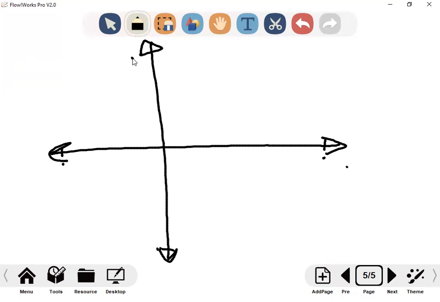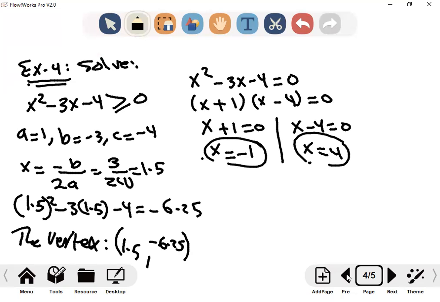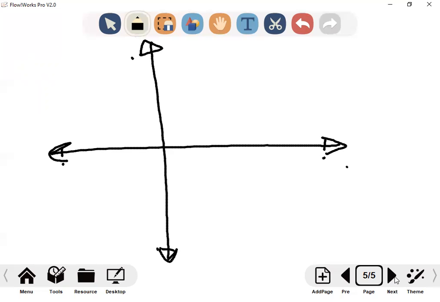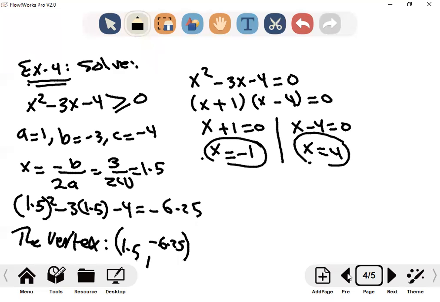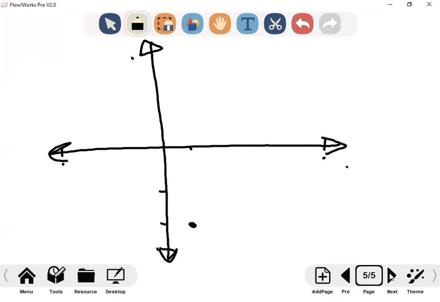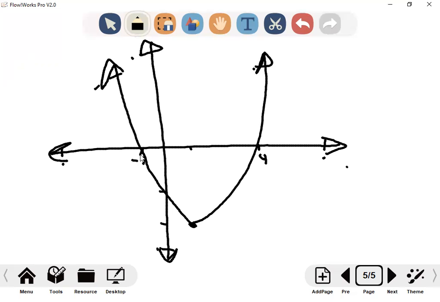The vertex is what? 1.5 and -6.25. And the y-intercept is what? -4. So here, this is 1.5. This is -6.25. And this is, assume, the -4 for the y-intercept. Right. The x-intercepts are what? -1 and 4, right? This is -1 and this is 4. The curve comes from here like this. Done. Stop. This is how we graph, okay.